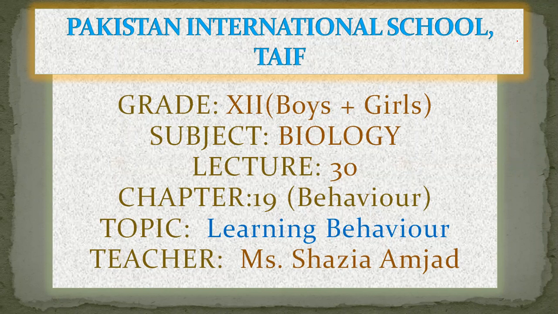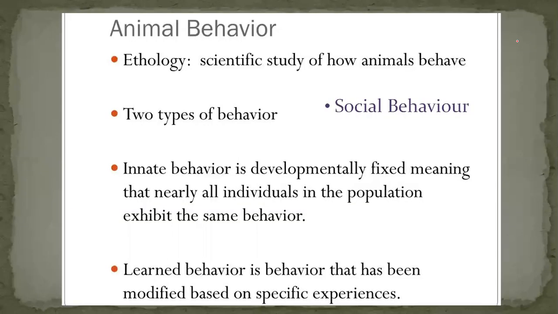Learning behavior, we will start with that. Just a review of the previous lecture, that we are studying behavior. It means the scientific study of how animals behave, and that branch is called ethology. As we know, we have studied actually not two but three types of behavior. Innate behavior, we have discussed, that is developmentally fixed in the individuals, whatever the individual is.